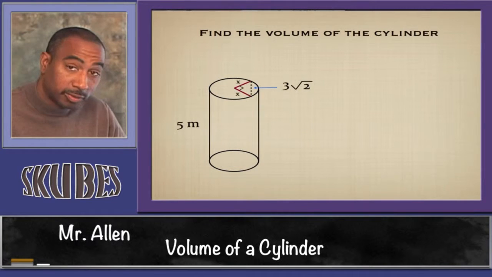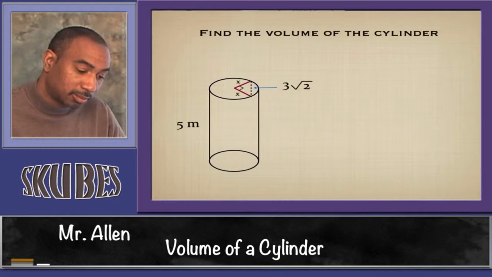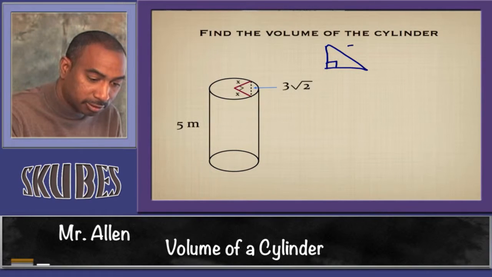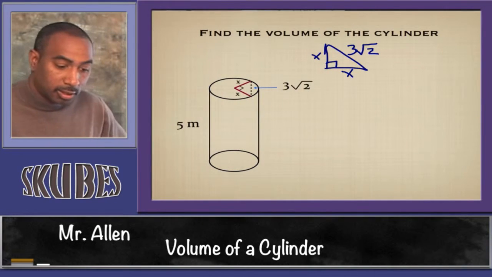All right, find the volume of the cylinder. This time we don't know what the radius is, but you notice there's a right triangle. And the hypotenuse is 3 radical 2. And we don't know what these sides are.